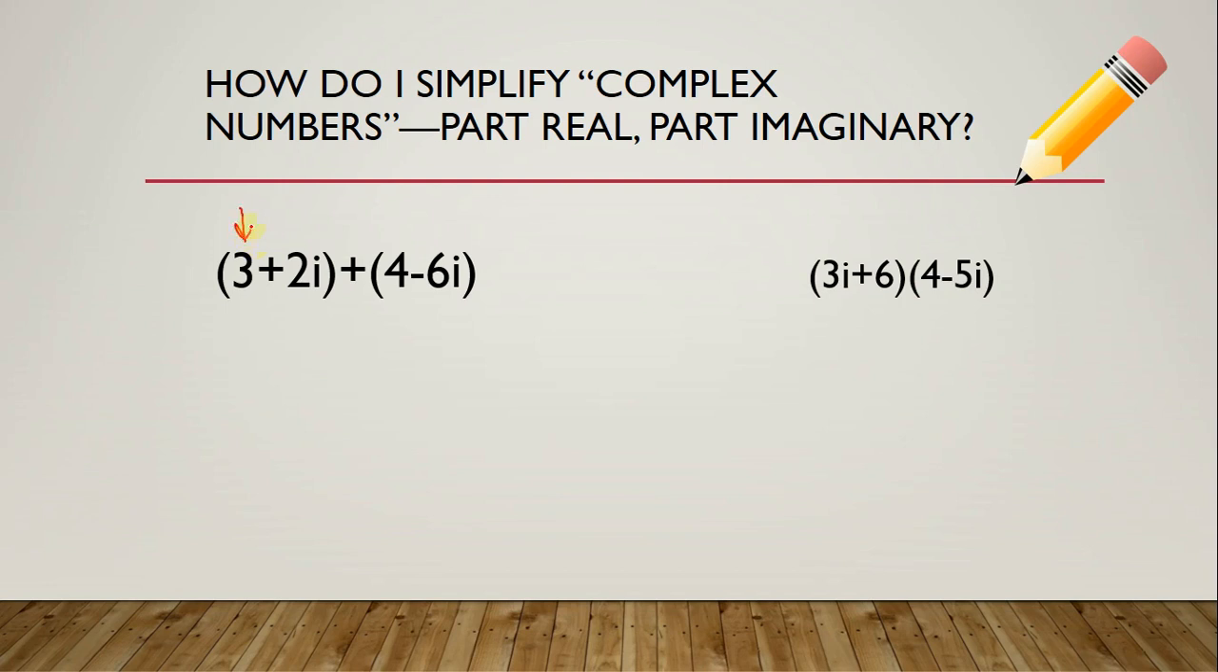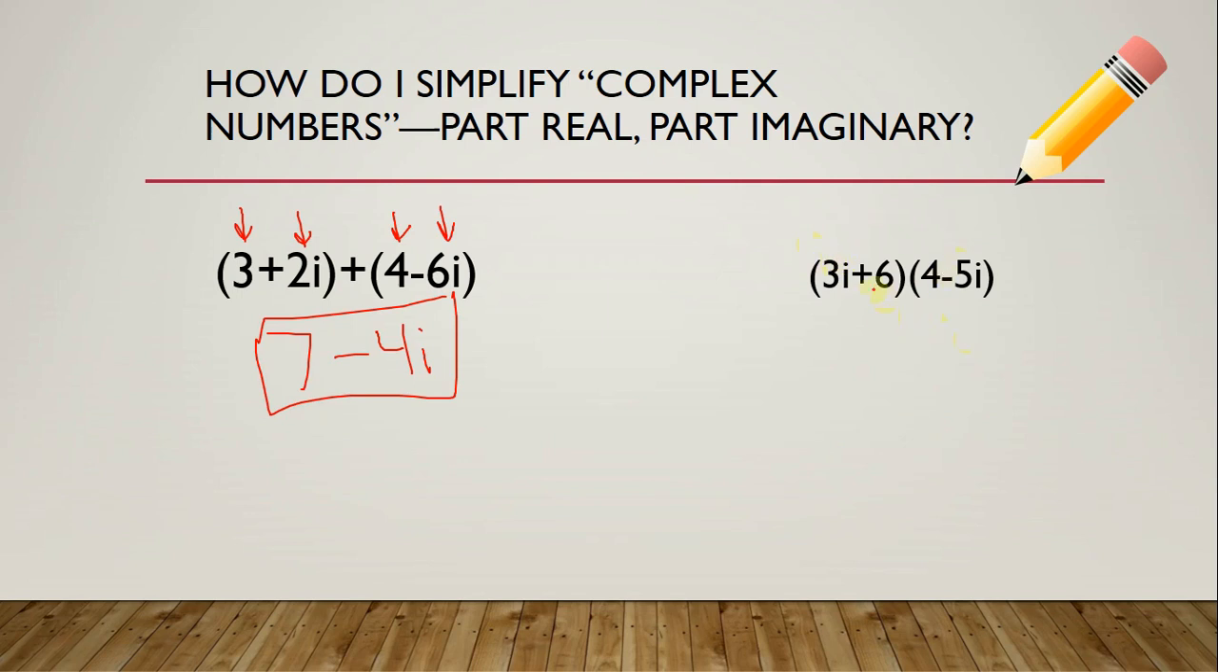So in this case, we're going to take 3 and add 4, 7. Then we're going to add 2i and negative 6i, negative 4i. That's it. That's the finished product of my answer. Definitely an easy problem. The only thing is, with the subtraction in the middle, make sure you distribute that negative in, and don't forget to subtract.